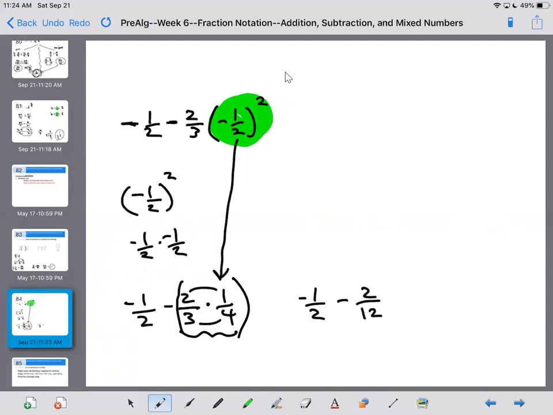And so I've got negative 1/2 minus 2/12, or with the additive inverse, -1/2 plus a -2/12. So I'm adding these two negative fractions together. My answer is going to be negative something. Well, I can make 1/2 into 12ths. I just need to multiply by 6 divided by 6. So that's -6/12 plus -2/12, which would be -8/12 or -2/3.